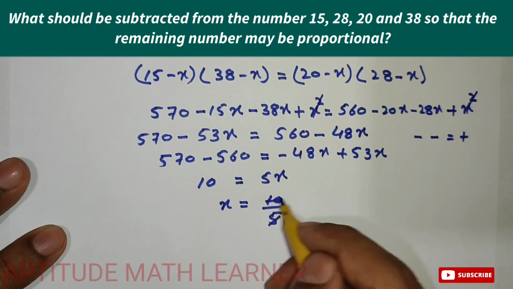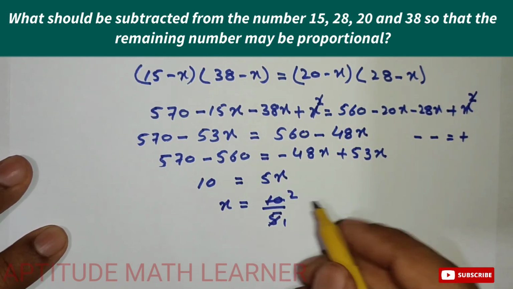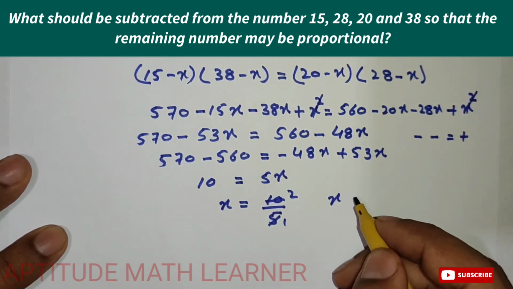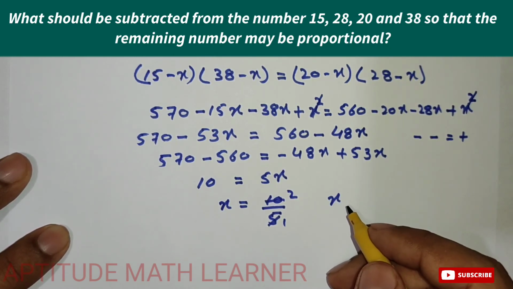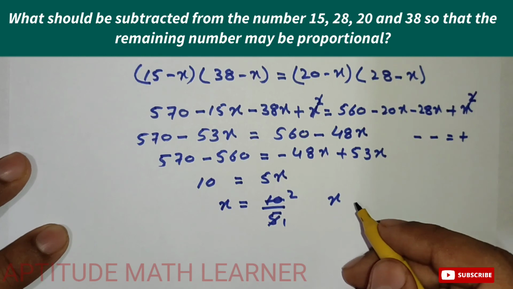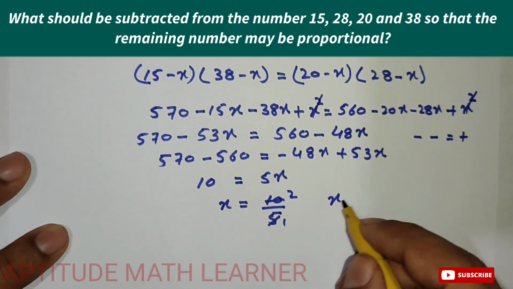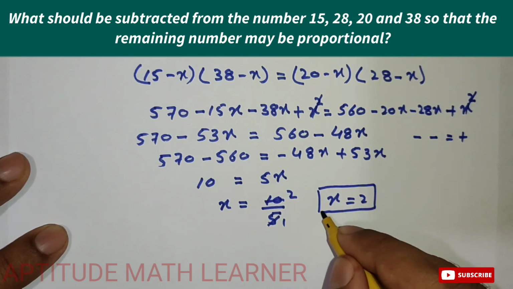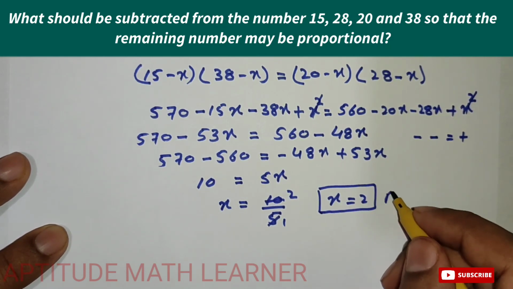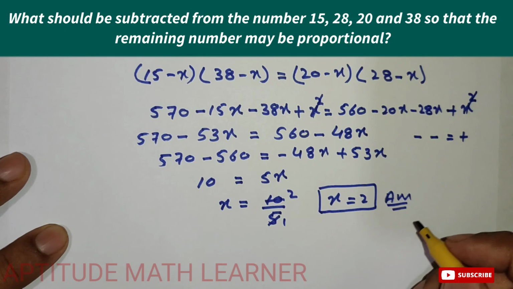So 5 ones are 5 and 5 twos are 10. And the value of x is the number required. So this was the required number we have just taken to make the numbers proportional. So x is equal to 2, and this is the number as well as our answer. I hope you have understood.